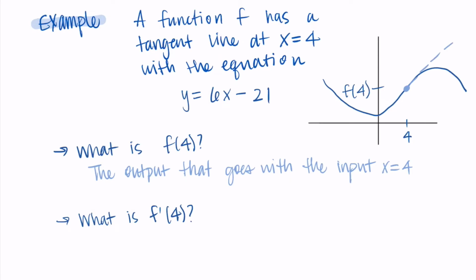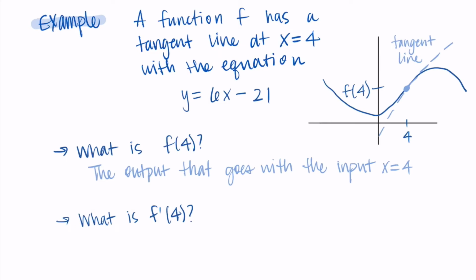The only information we have is the equation of the tangent line. And the purpose of the tangent line is that it touches the function at that point x equals 4. So we can use that tangent line to find the output, the y value that goes with x equals 4. That output will be on the tangent line, and it will also be on the function. That's our f of 4.